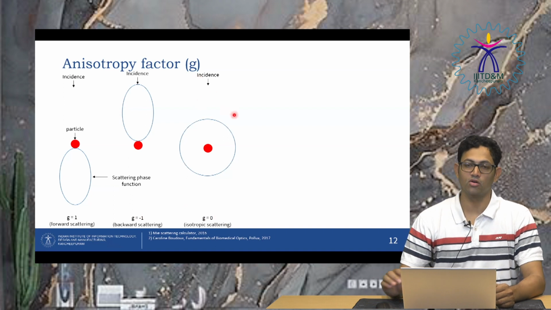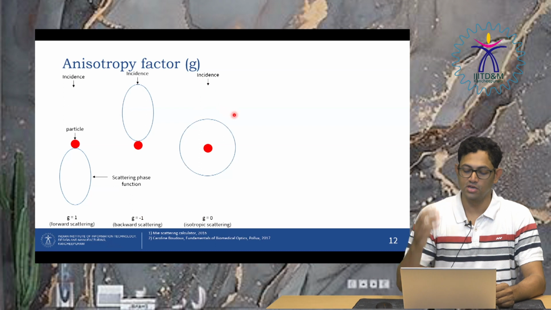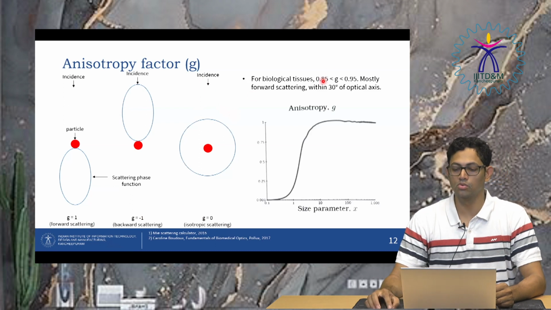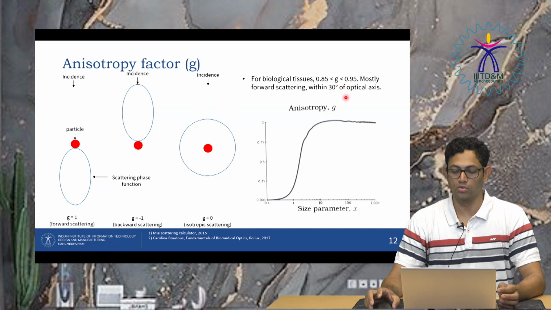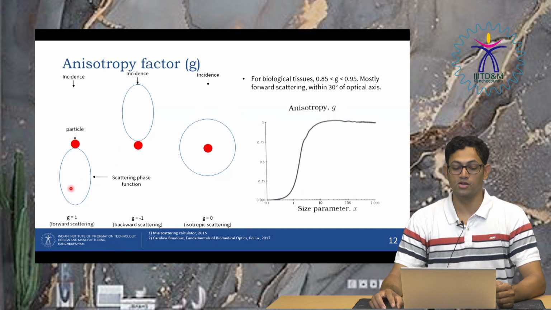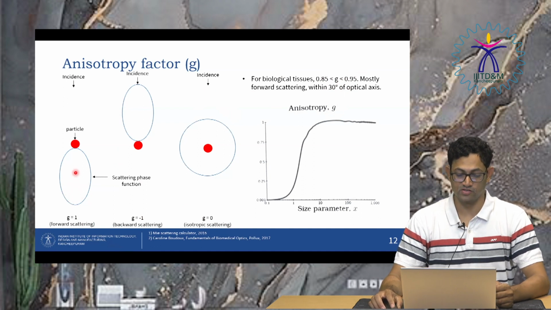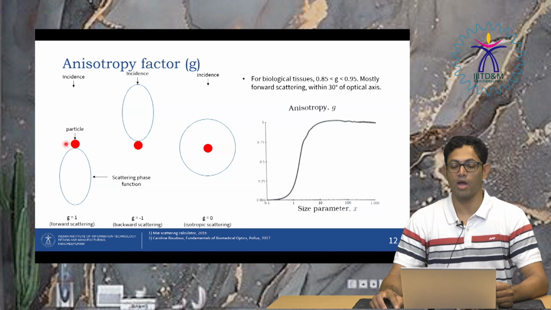Now as we are talking about tissue optics, the value of G is more than 0.85 and less than 0.95. So usually the value of G is given as around 0.8, and you can see that if you give a value of 0.8, then you will see mostly forward scattering and some part of the light being backward scattered.